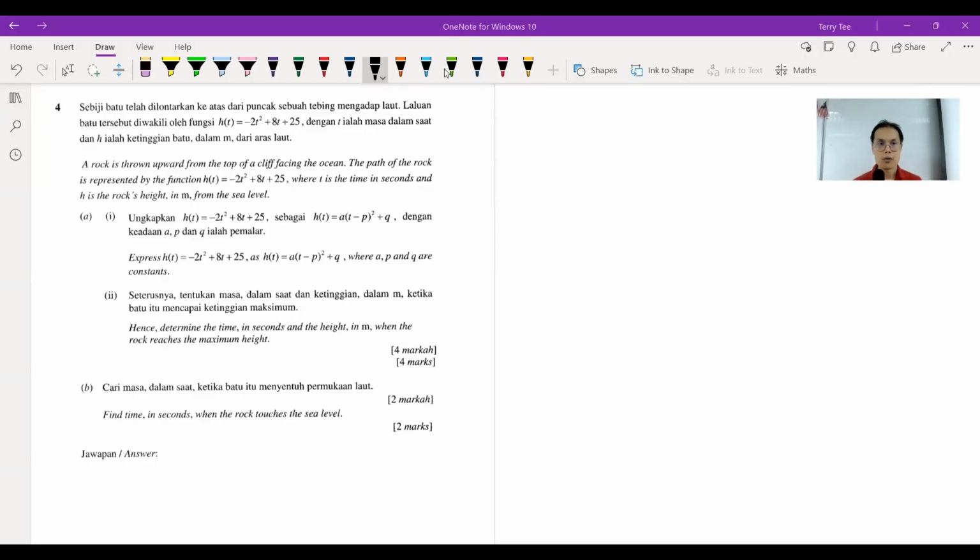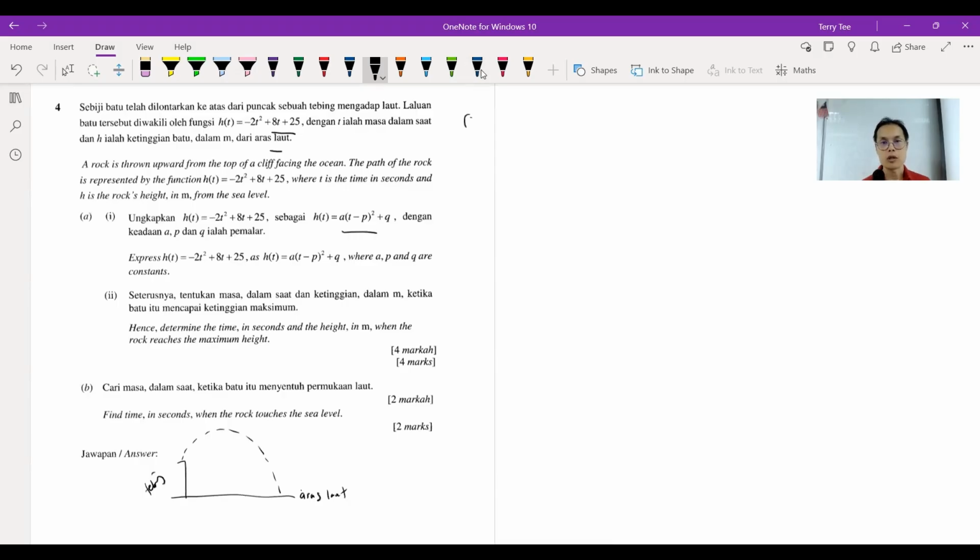Okay, question number 4. Sebiji batu telah dilontarkan dari atas satu puncak sebuah tebing menghadap laut. Okay, so this is your tebing. You lontar. Yeah, it's called projectile. So laluan batu tersebut. Yeah, okay. This one, it goes like that. Laluan batu tersebut diwakili oleh fungsi ini dengan t ialah masa dalam saat, h ialah ketinggian batu dari aras laut. So this is your water level, the aras laut. Okay, so this is your tebing. So, okay. Ungkapkan h(t) dalam sebutan ini.